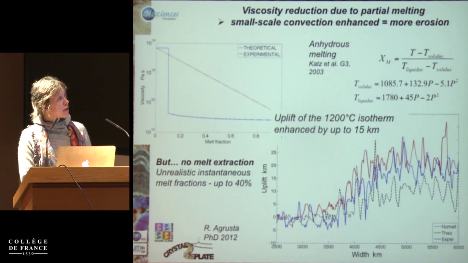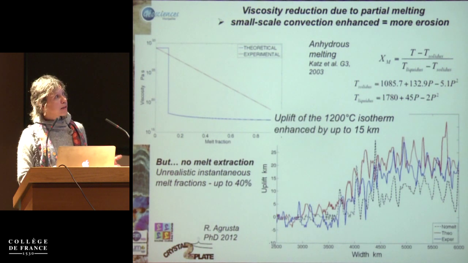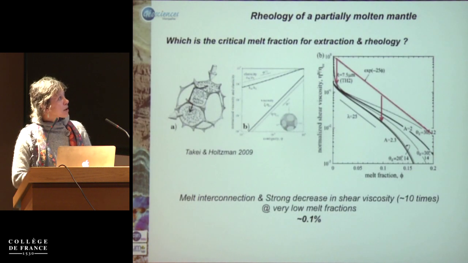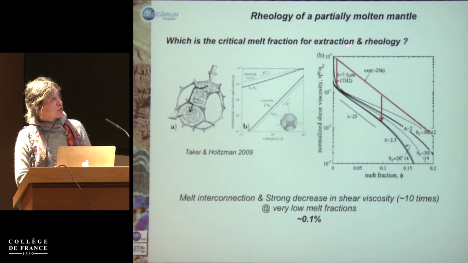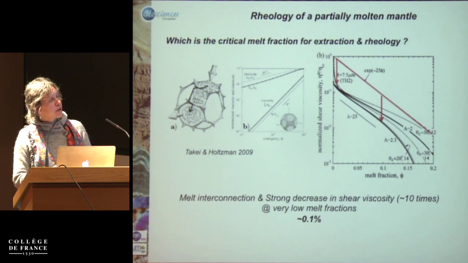It's quite unrealistic. This is mainly because we are not taking into account that once a mantle fraction has melted, it will get harder and harder to melt because it gets more and more refractory. So what we try to put in the model is a critical fraction for both melt extraction and the variation of the rheology with the melt fraction. We use the data from Takei and Holtzman that shows that even at very low melt fractions, 0.1%, you can already have a one order of magnitude decrease in the viscosity.